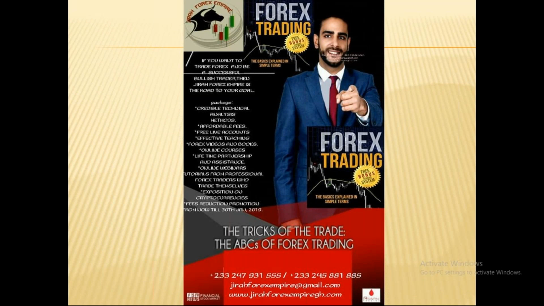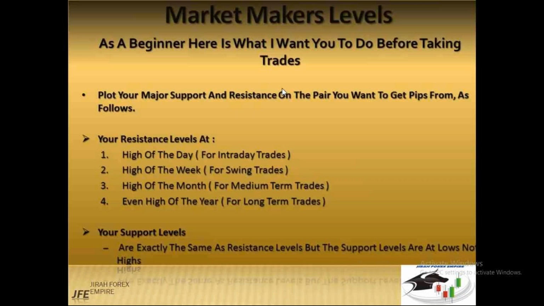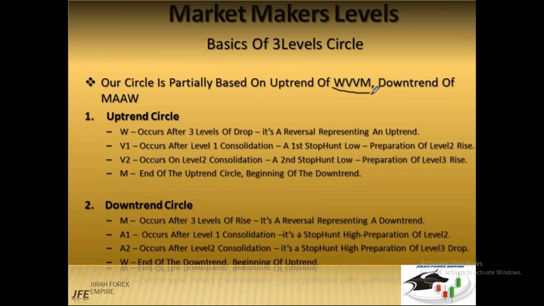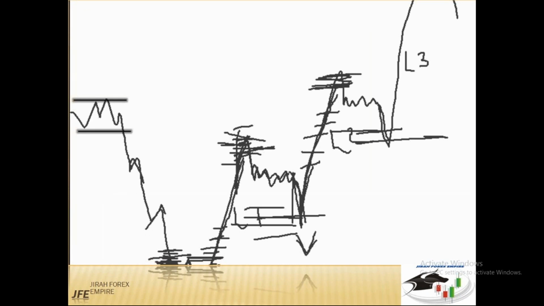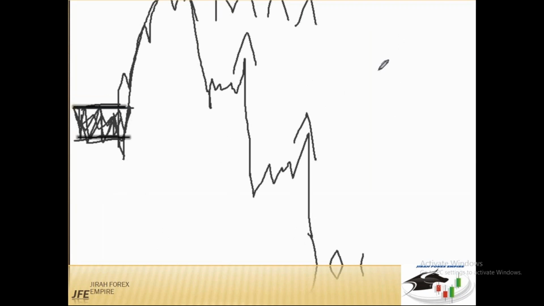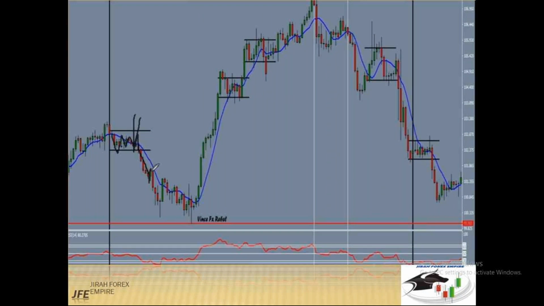Now, we talked about the market maker levels, and we have decided on one of them, which we have been looking at. We said that whenever you see the trends moving, it actually begins with levels, where we have 3 levels of rise and 3 levels of drop. And we talked about this the other time, where we established the M is issued at the end of an uptrend. We also established the W that was issued at the end of a downtrend. So these are basically some of the things that we have established over the period of our studies.